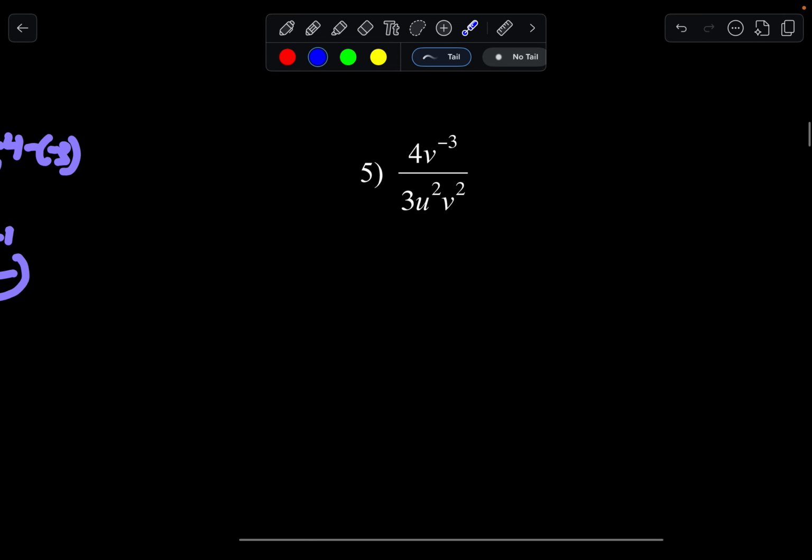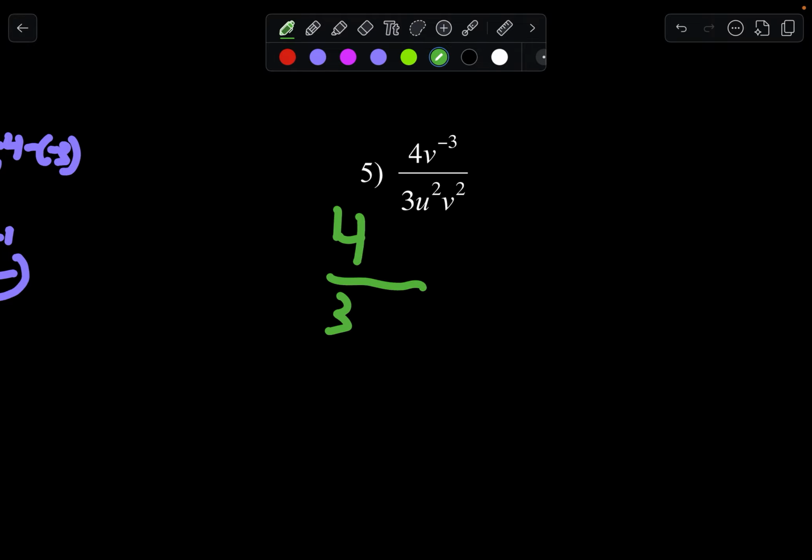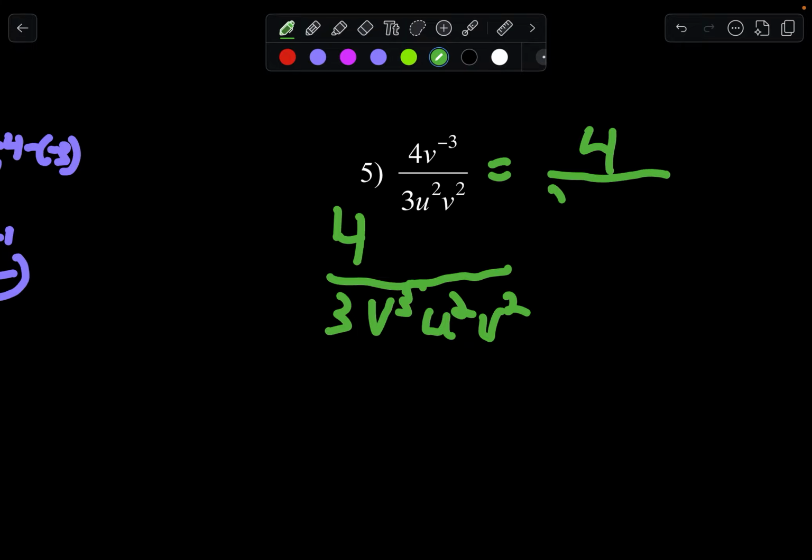Okay, on this case, number 5, I would have taken care of the negative exponents. So the v to the negative 3, I'm going to move that downstairs. And now it's a positive v to the 3. And then we have this. All right? So this is going to be 4 on top, 3 on bottom. We have v to the third, and u squared. I'm sorry.